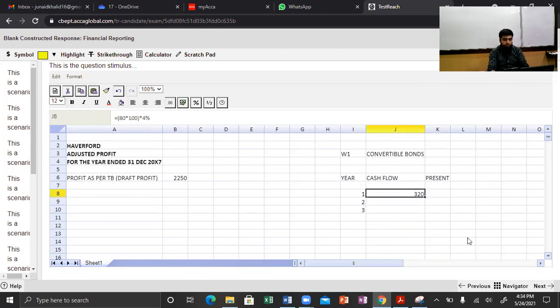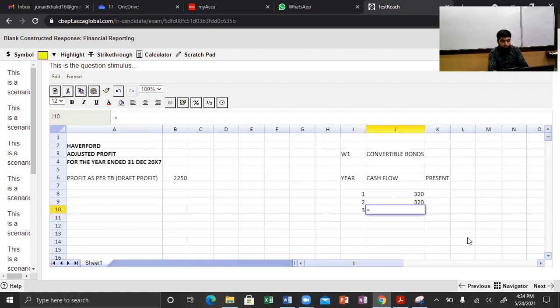Let's work out on the millions of figures. So 320 is the cash flow for year one. 320 is the cash flow for year two as well. And make sure, please, that for year three it's not 320. The reason is, in the last year, the company is not going to pay only the coupon amount, but will also pay the par value, that is the redeemable value.